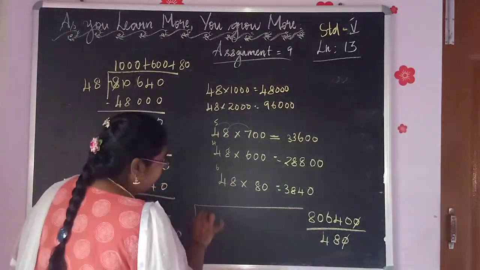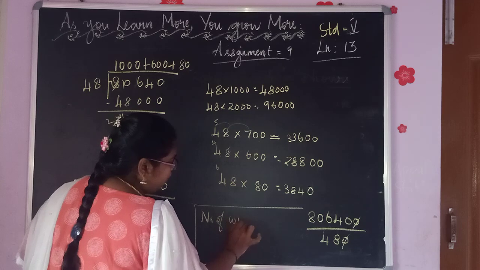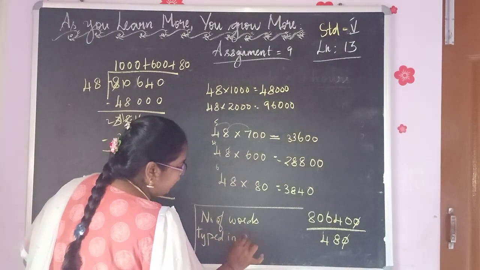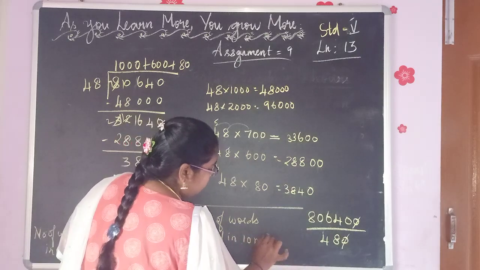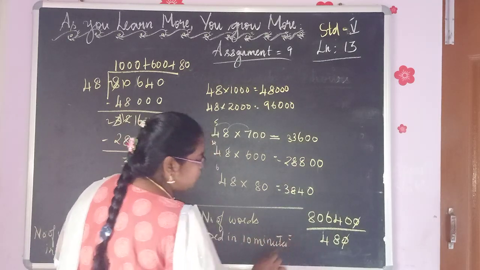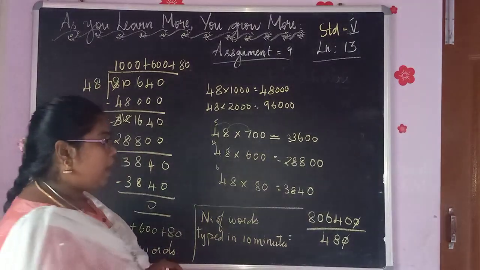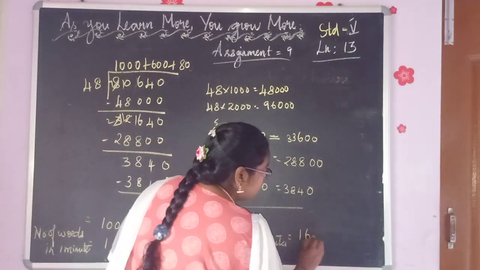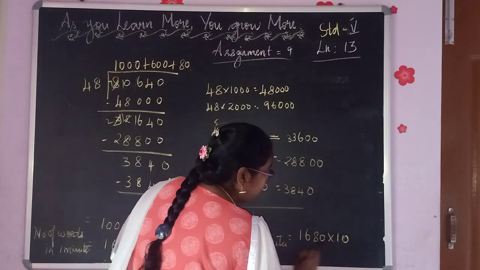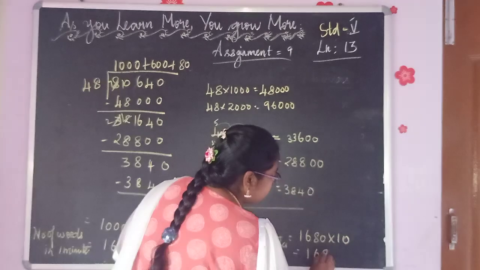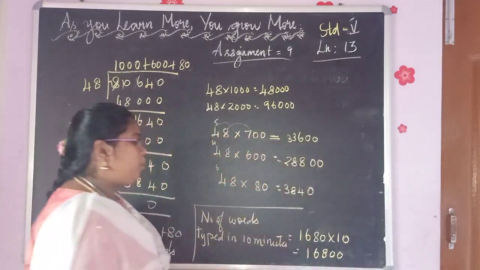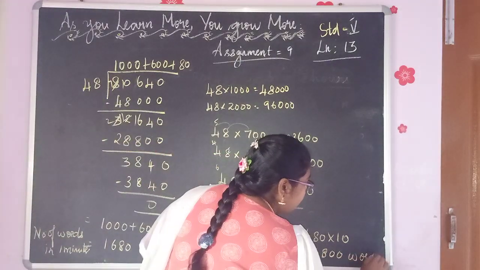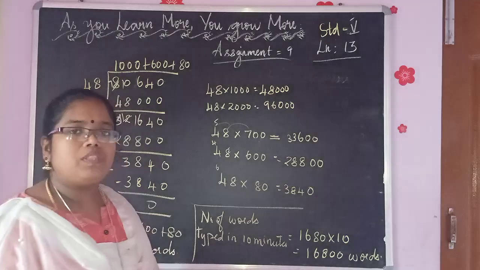So what are we going to do? Number of words typed in 10 minutes is equal to: 1 minute we have, but we need the answer for 10 minutes. So it is 1680 multiplied by 10. The answer is 16,800 words. I hope you understood this problem, children.